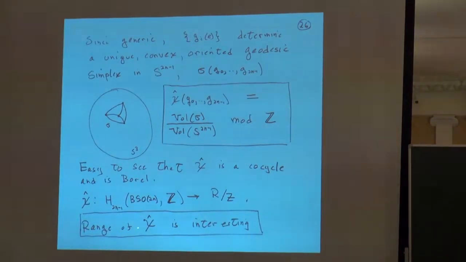I say right here, the range of chi hat is an interesting question. What is its range? It's taking the homology and sticking it into the circle, sticking it into R mod Z. For example, if the range contains an irrational number, you know that there is some rank in this group, because if you get an irrational number, no multiple of it is going to give you 0, and therefore no multiple of it could be homologous to 0. So the range of this chi hat.